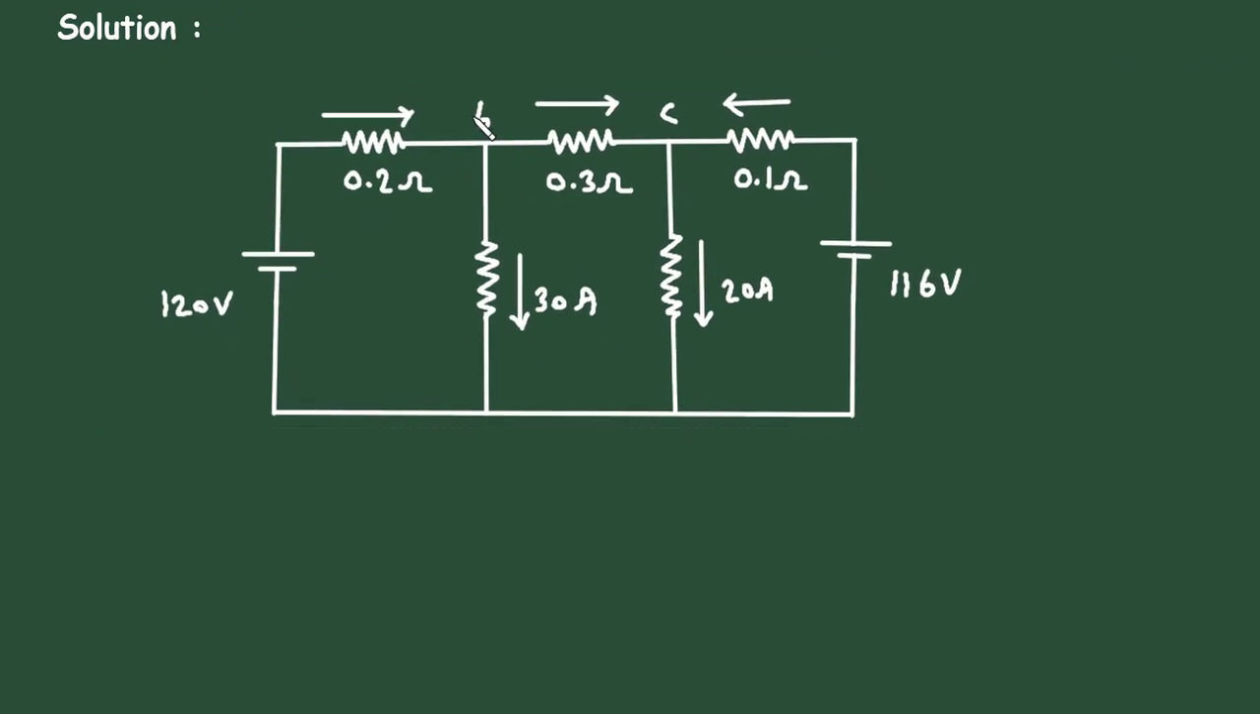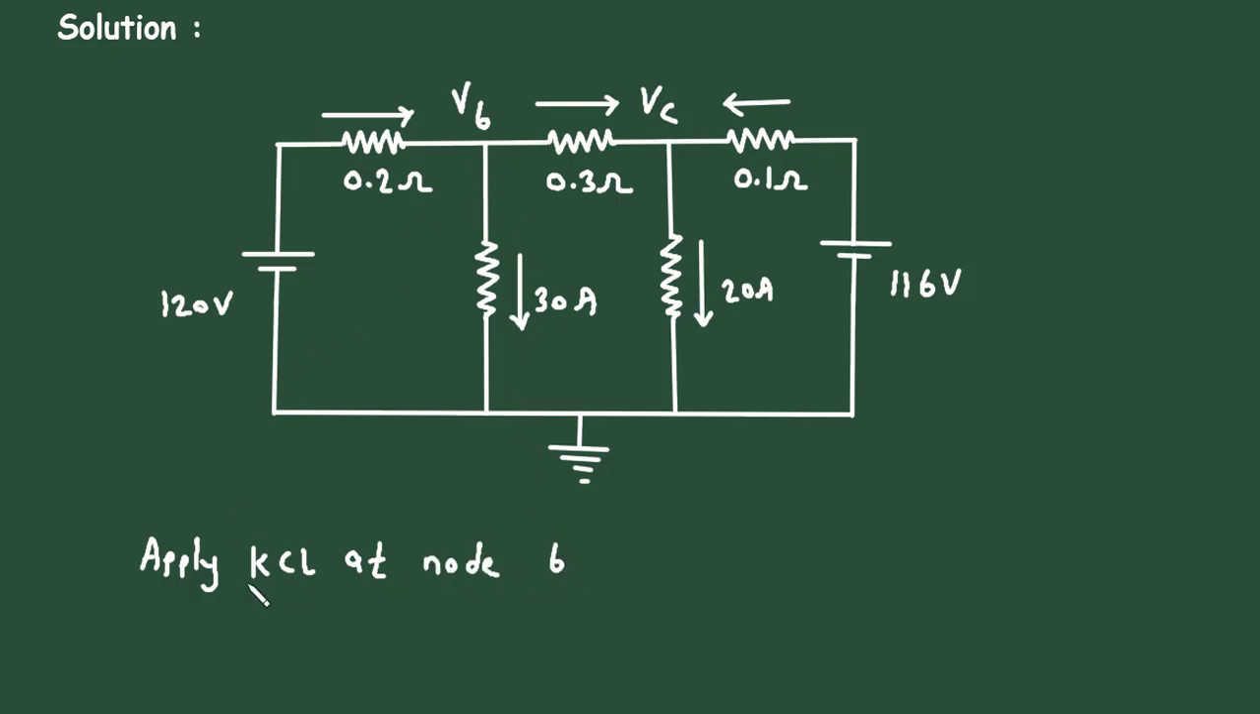First of all, let's say this is a node with voltage VB and this is a node C with voltage VC. Now here the direction of current is already given. Let's say this is a reference node with 0 voltage. Now here let's apply KCL, that is Kirchhoff's current law, at node B.